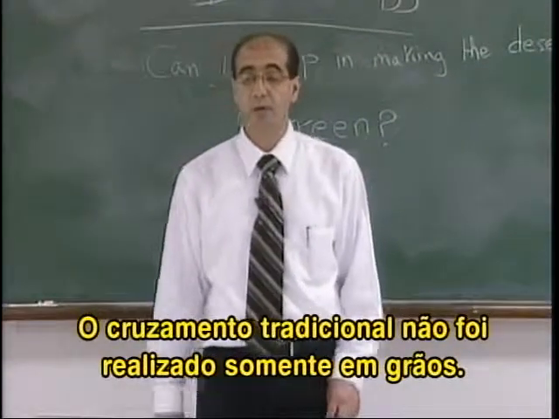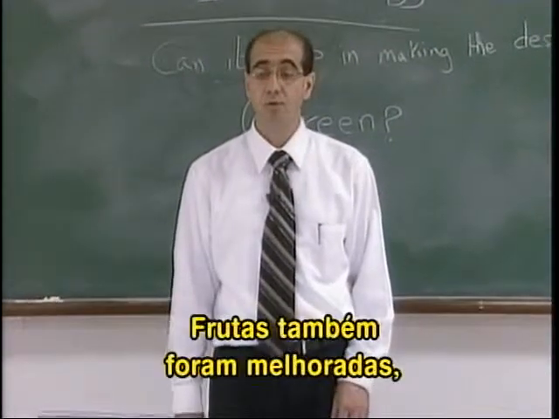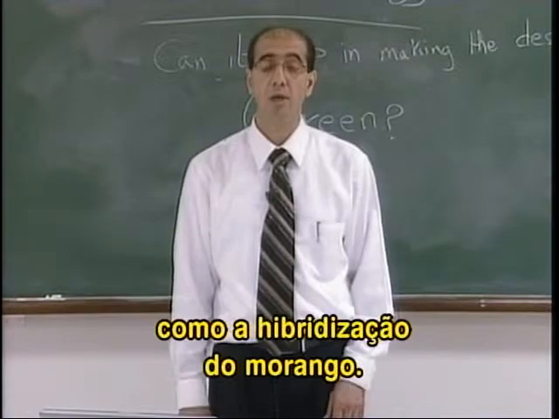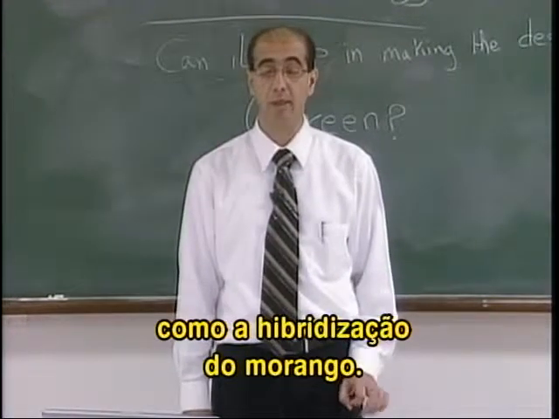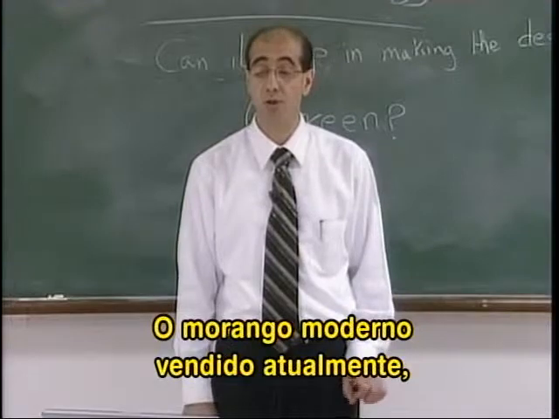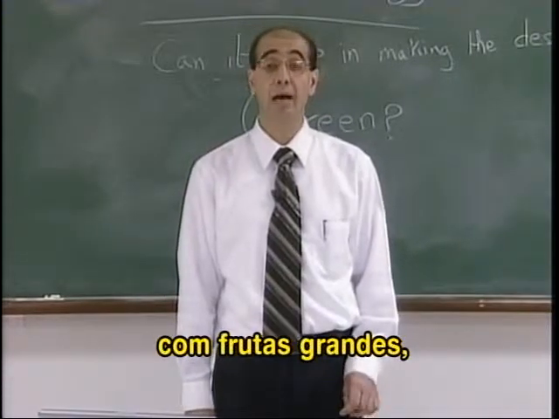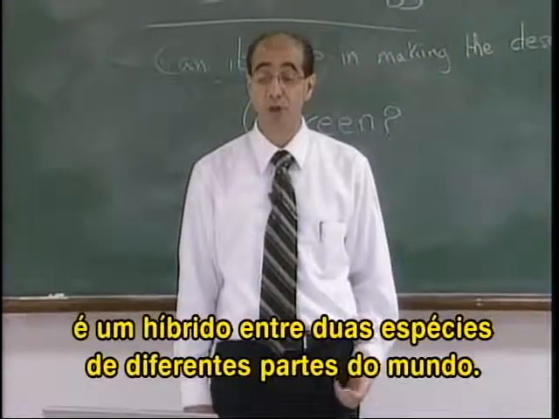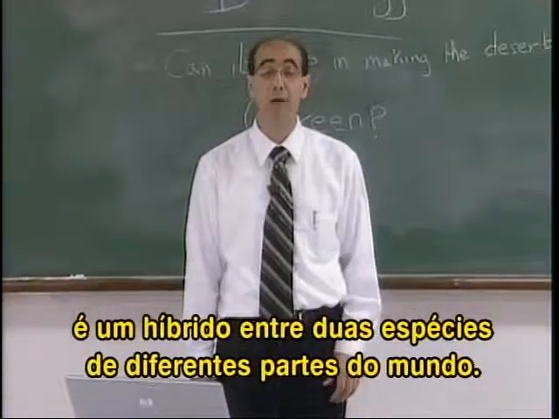Traditional breeding was not only practiced on cereal grains. Fruits also were enhanced by breeding. For example, the hybridization of strawberry. The modern strawberry varieties sold in most stores with their large fruits are hybrids between two other species from different parts of the world.